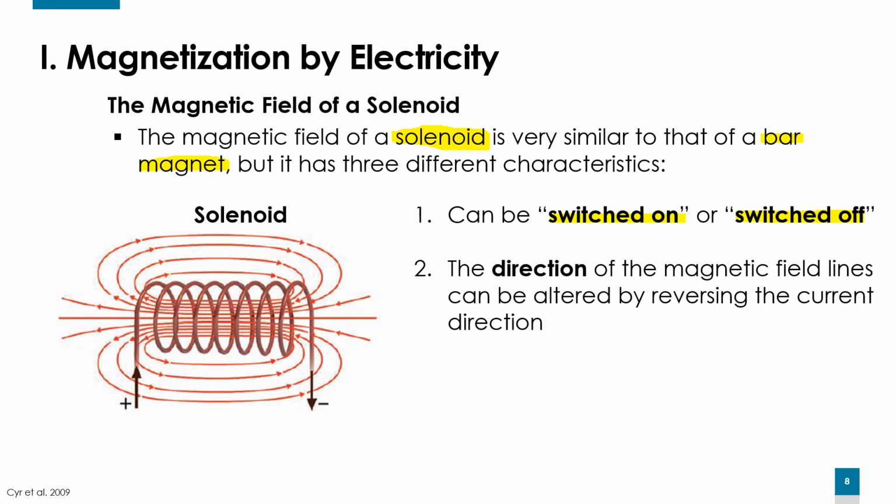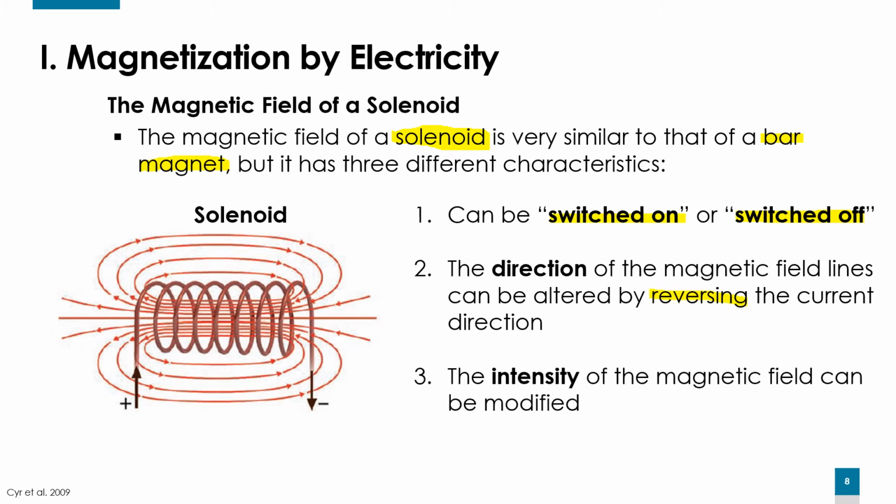The direction of the magnetic field lines can be altered by reversing the direction of the current. So I can also reverse the direction of my magnetic field by changing the direction of my current. Okay, so here in this example the current is going from positive to negative like that, and my magnetic field is going from right to left. If I want to change this, I can just change the direction of my current, and my magnetic field will be the opposite. So I can easily reverse it. Okay, for my bar magnet, this is not possible.